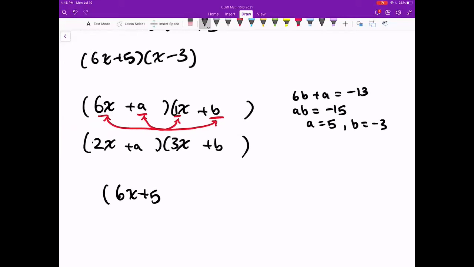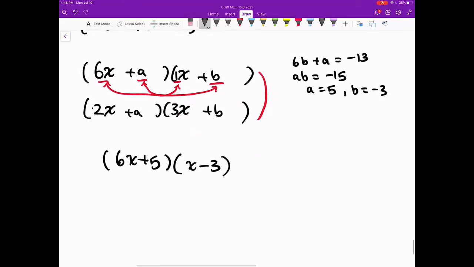Plus 5 times x minus 3. So sometimes both of these give you integer solutions, but on a test, if you're asked to factor it, you just need one, right? Why would you do both if you only need one?